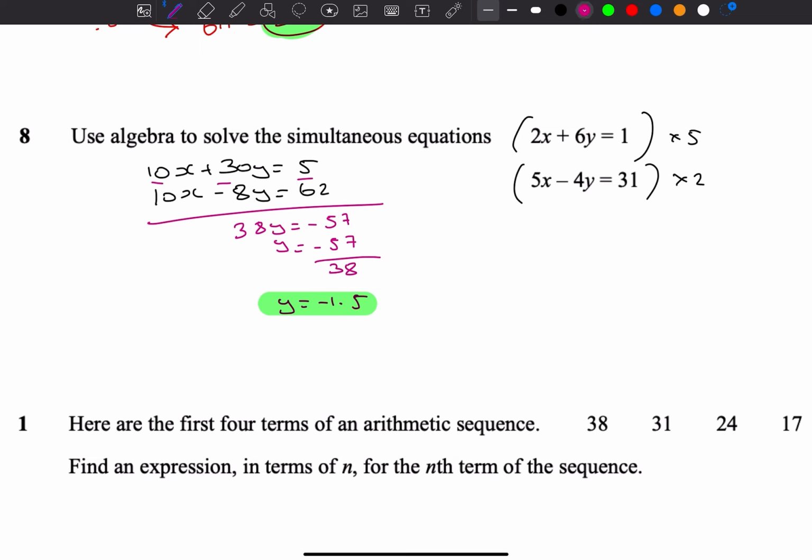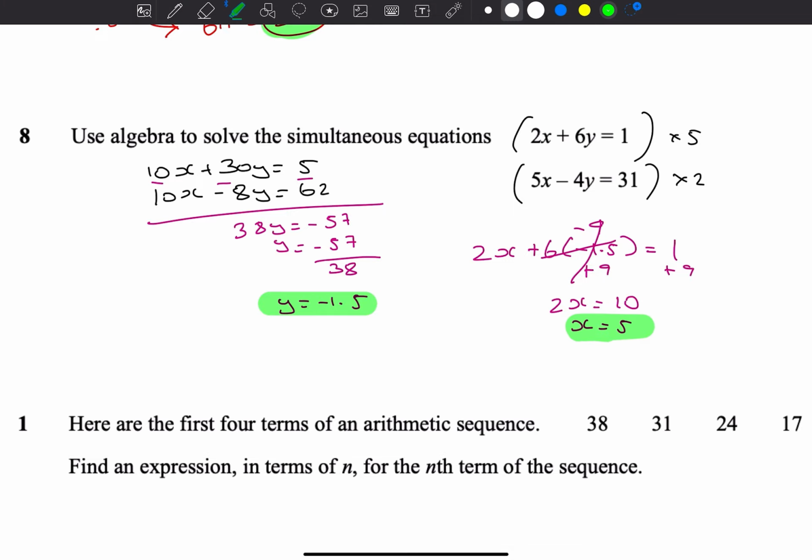The other one, put it in one of your formulas here. Say 2 bracket 2x plus 6y equals 1, with y as minus 1.5. 6 times minus 1.5 is minus 9. How do we cancel minus 9? Add 9. So 2x is 1 plus 9, which is 10. x is 5, 10 divided by 2 is 5. That's your second answer.